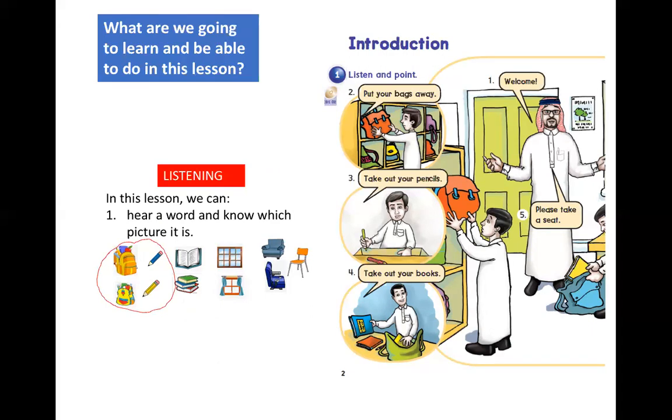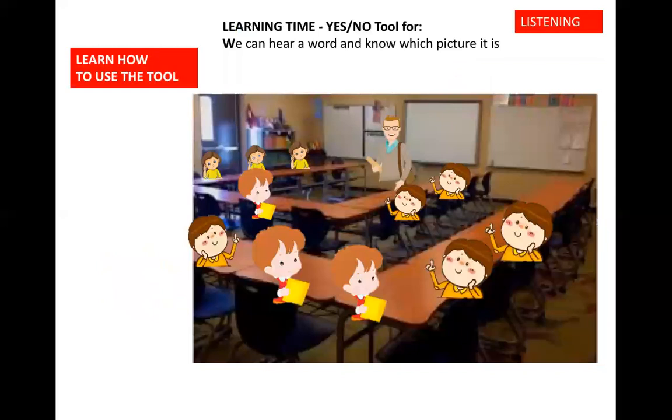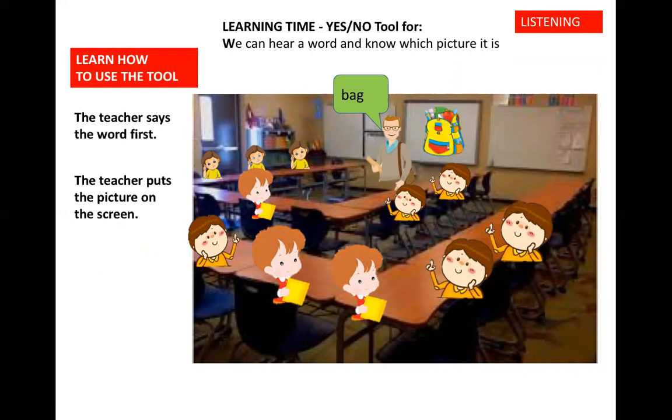So let's focus on bag and pencil as a demonstration. First, before the students can do anything, they need to learn how to use the tool. This is called a yes-no tool. In our series, we're going to put a lot of tools. This is just one of the tools of the learning. And the teacher says the word first, bag. Then the teacher clicks and the picture appears on the screen, if you notice.